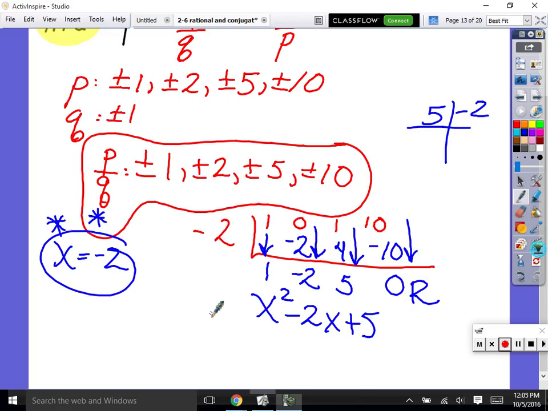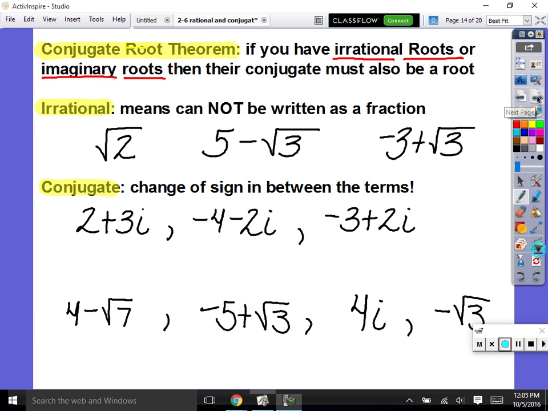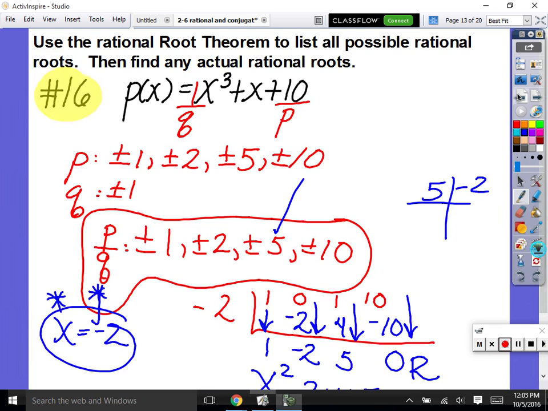Yeah, but in the instructions and on the test, it just depends on what it asks. So in the instructions, it says use the rational root theorem to list all possible rational roots. So we've done that. Then it says, then find any actual rational roots. So this is the only actual rational root. So we've answered both questions. You have to have both to get them right on the test. Okay. Sweet. Okay, I'm going to let you continue practicing.